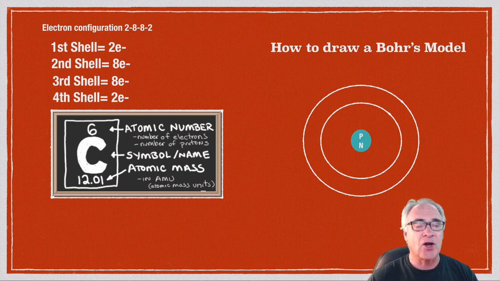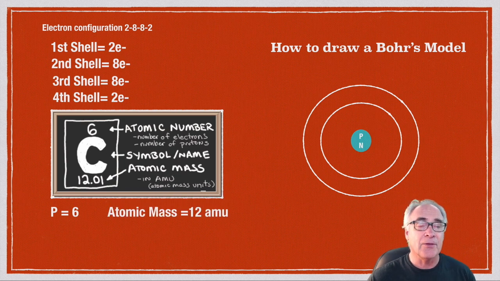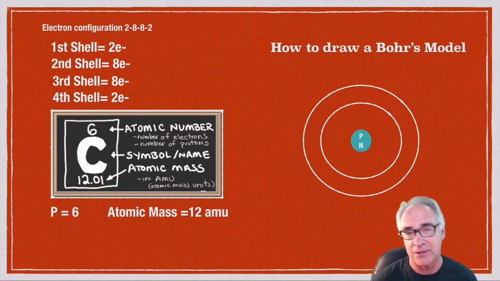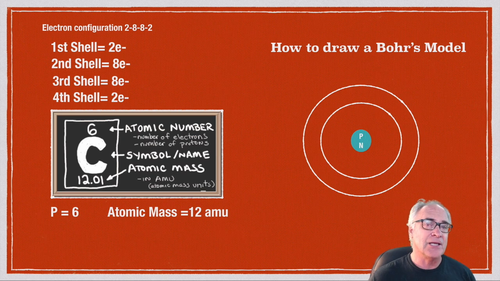Now, we're going to start off with protons. Protons are the positively charged particles in the nucleus. So in this case, the atomic number actually is the number of protons that are in this model. So there are 6 protons in this model. And the other thing I want to look at is the atomic mass, AMU, atomic mass unit. That's what AMU stands for. And in this example, the atomic mass is 12.